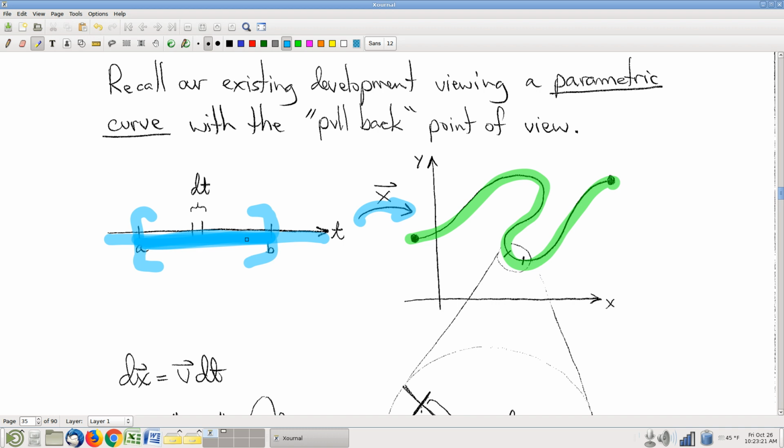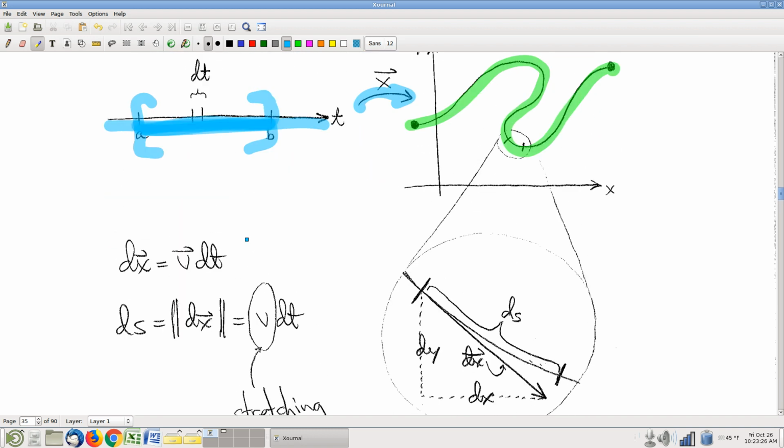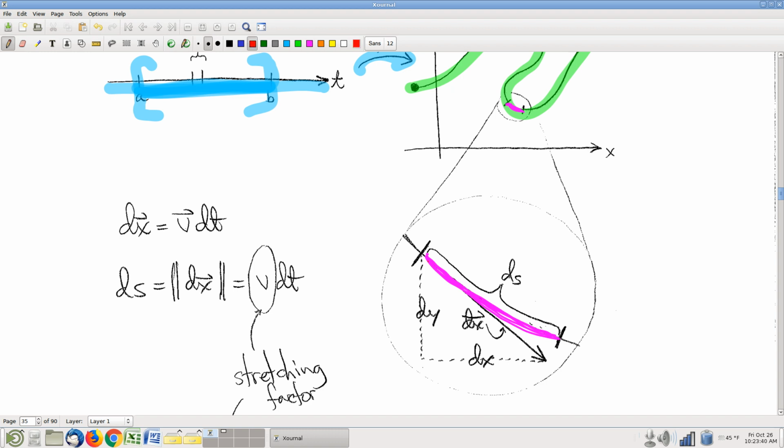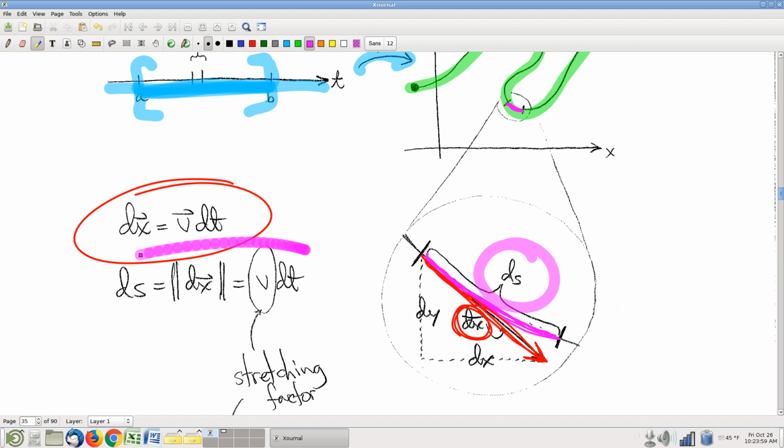And then we developed a little bit of the details. We talked about how some little piece of the curve here, some little piece of curve like that. Well, that's too small. Let's redraw that picture like this so we can see it better. And we can approximate the length by way of this position differential vector, dx, right? And dx is v dt, easy to motivate. And from there you can compute ds, because ds is just the magnitude of that dx vector, right? Thus giving you your stretching factor.